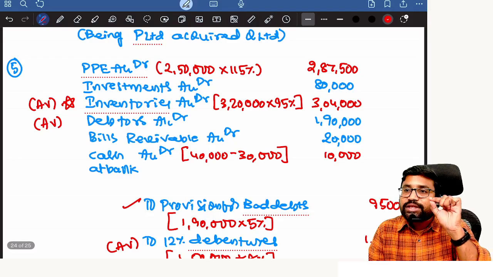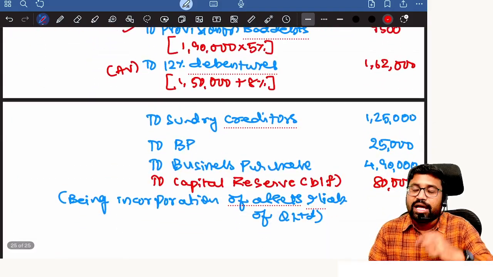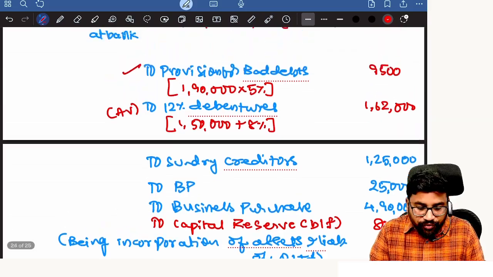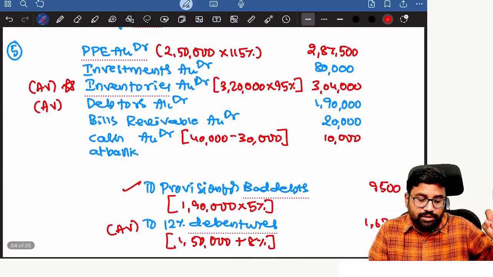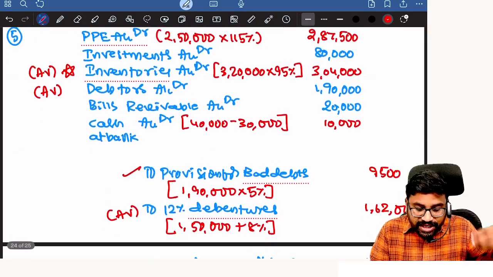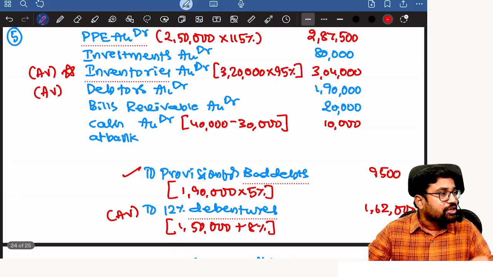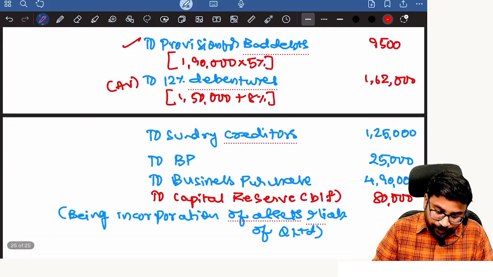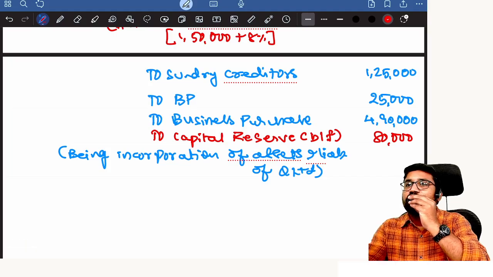Even if you do one thing wrongly, your capital reserve balance will go wrong. So you have to be absolutely perfect, and that perfection comes only through practice. Only when you practice will you understand the intricacies in that particular question. Okay, everybody respond. Have you understood?